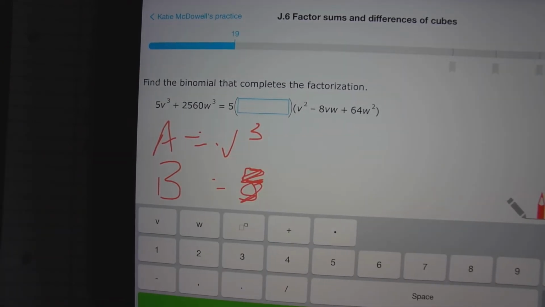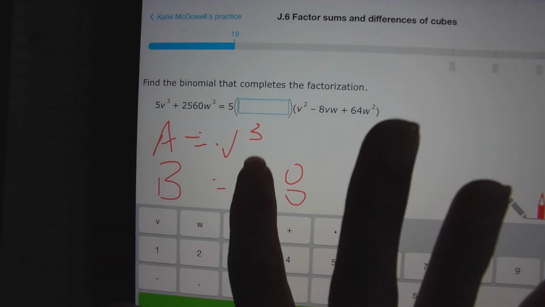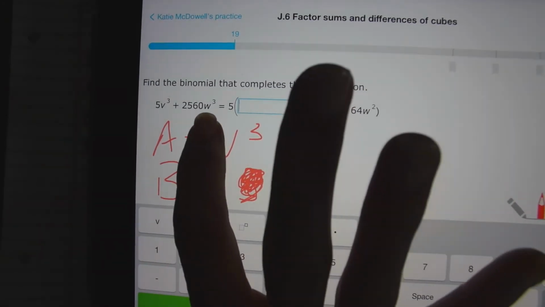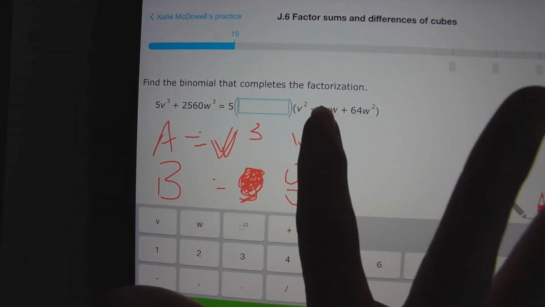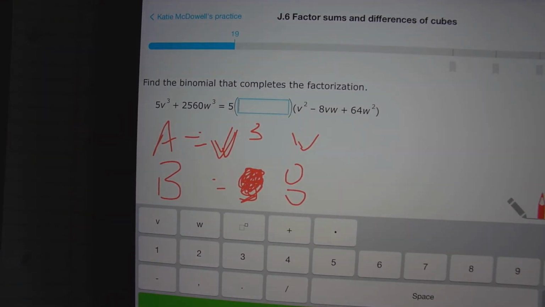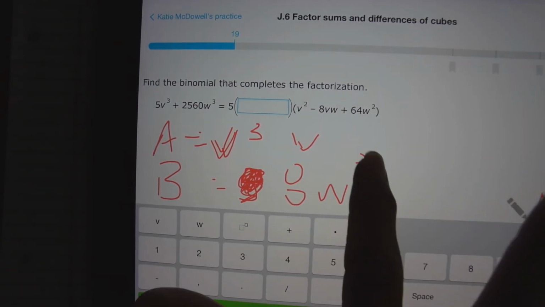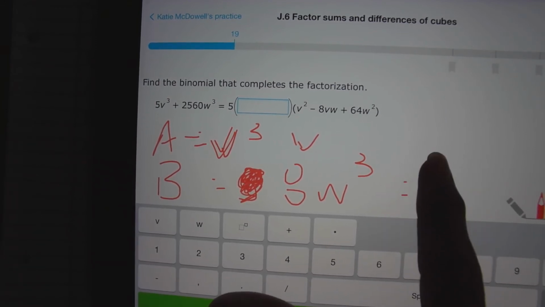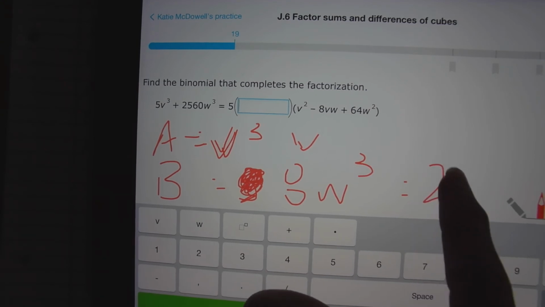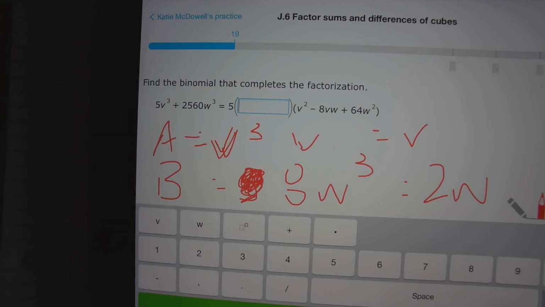The cube root of 512, we just found out, was 8. So your A is v, v to the third, and your B is 8w to the third, which is 2w, and here it is simply v.